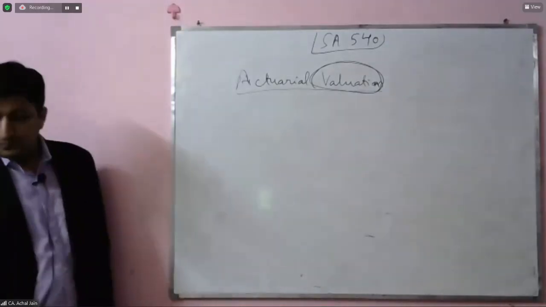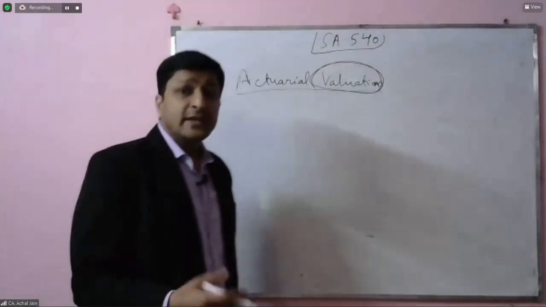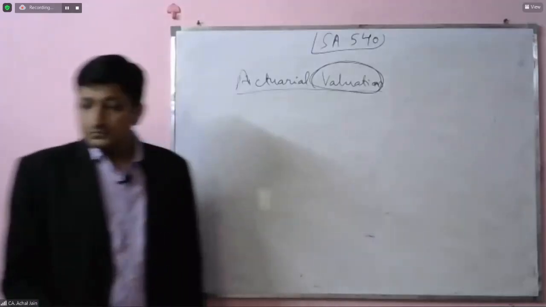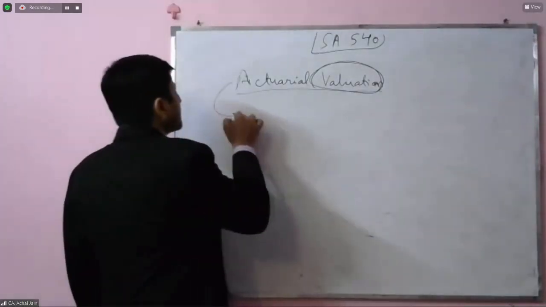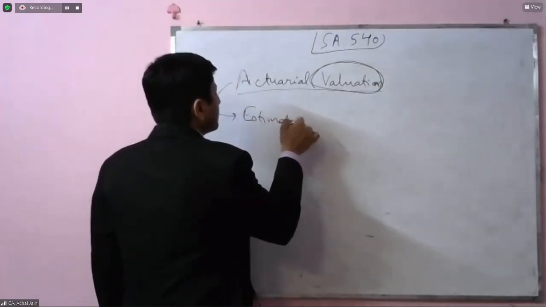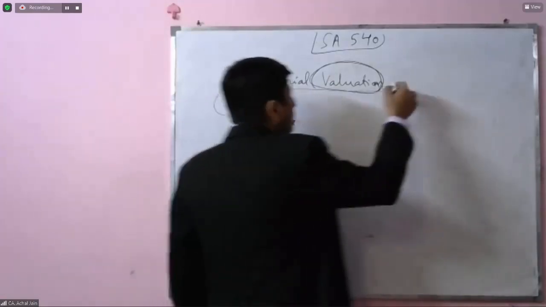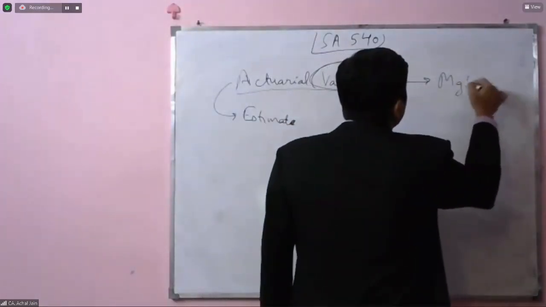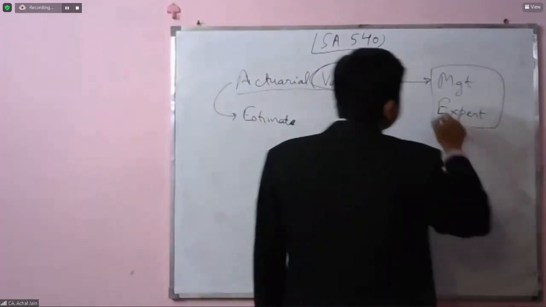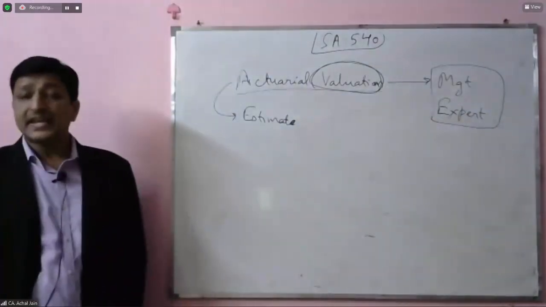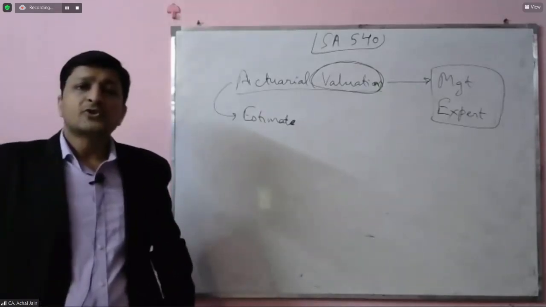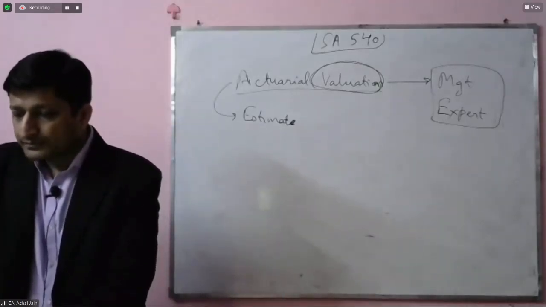Okay. Now, when the actuary values the liability in relation to that benefit of the company, that is again what? That is again an estimate. This is again an estimate. And for doing this valuation, what has the company done? The company has engaged an expert for the computation of the actuarial valuation.